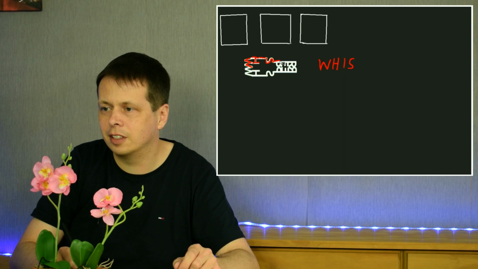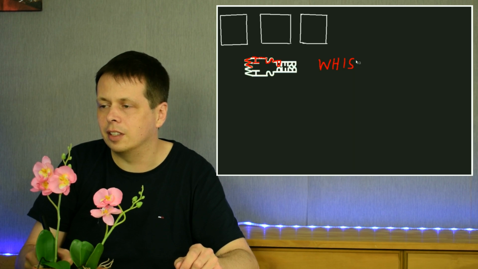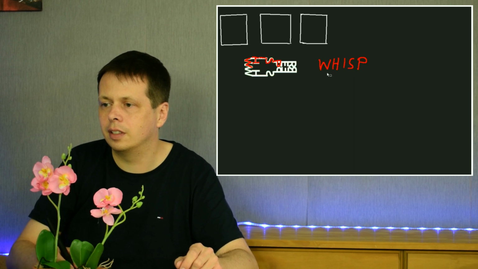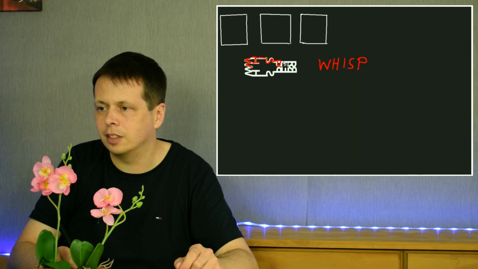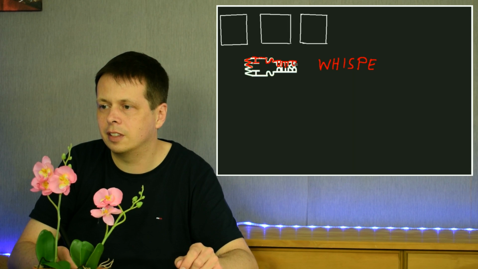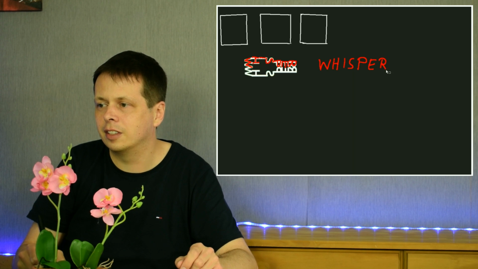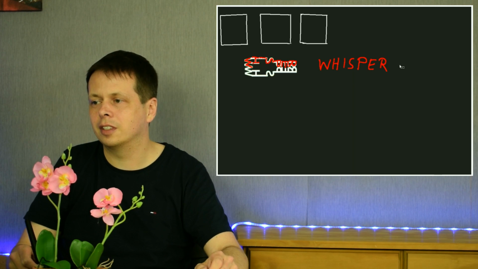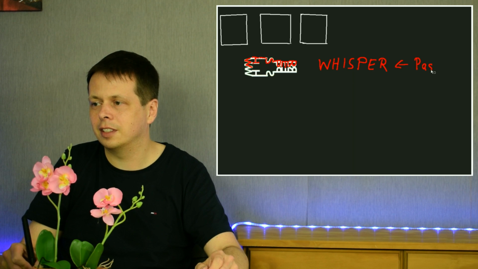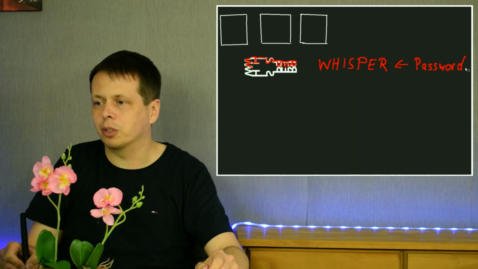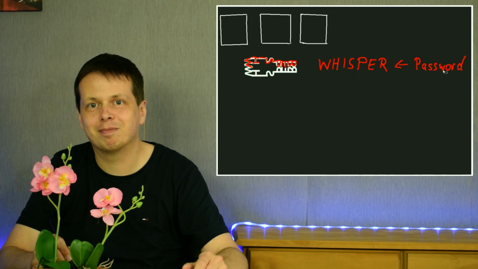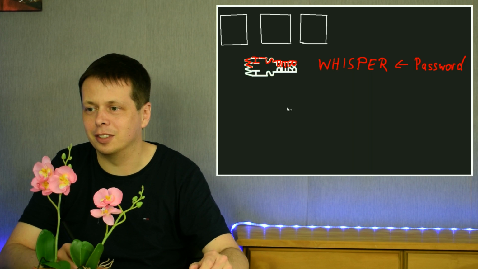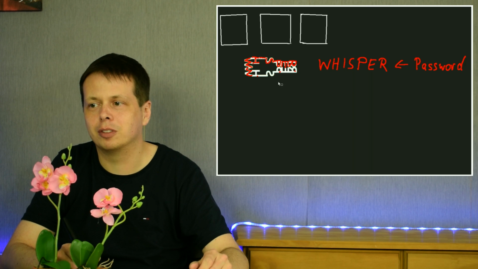And here is a P. And here is an E. And last, an R. So this is the password key, whisper. And here is the same mirrored.